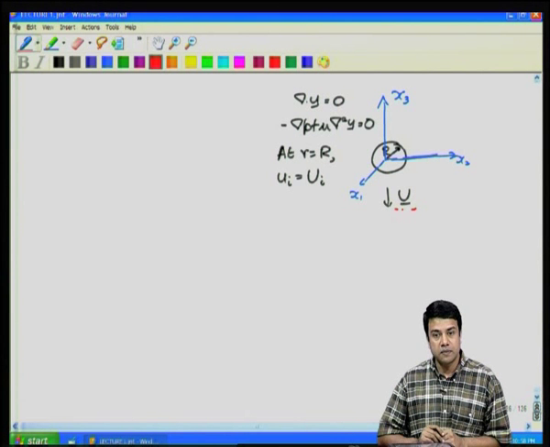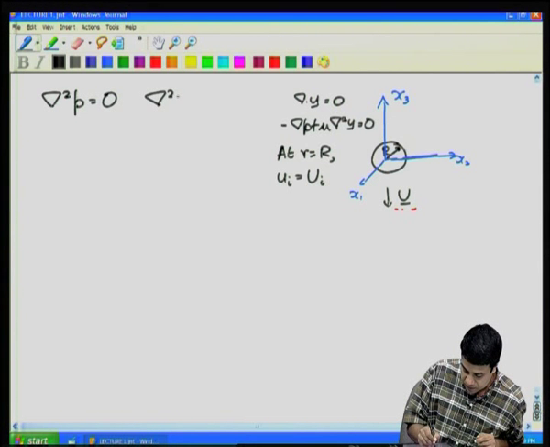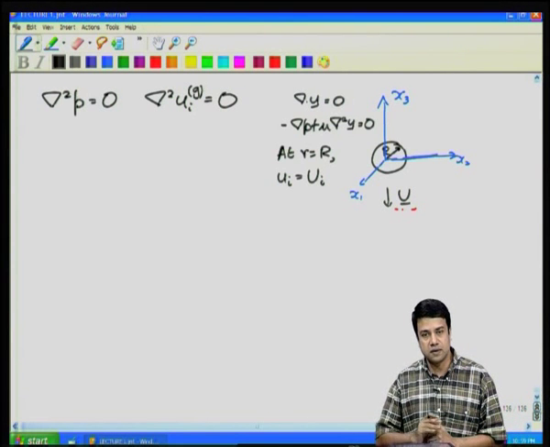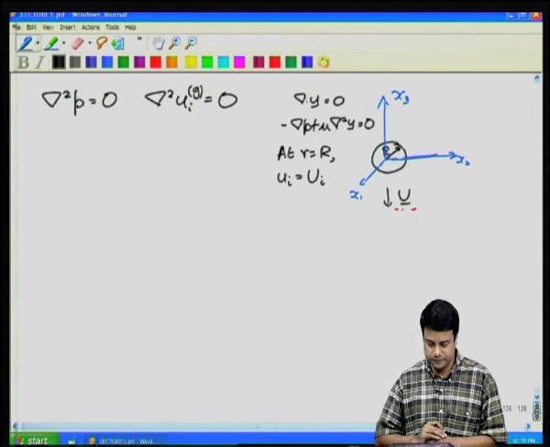So, we have to obtain solutions for the velocity field and the pressure field: the Laplace equation for the pressure, and the general solution for the velocity field. So, we have to obtain solutions for del square p equal to 0 and del square u equal to 0, put them both together to get the final solution, and then select the constants in that solution in order to satisfy the boundary condition.